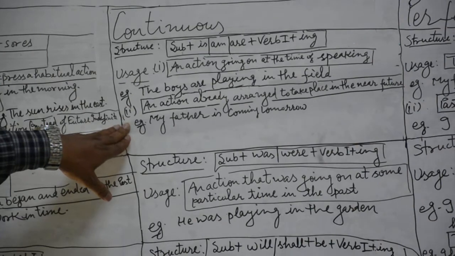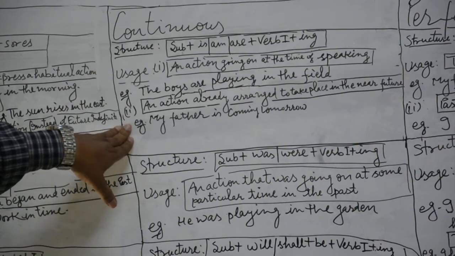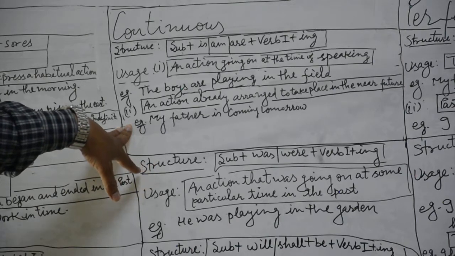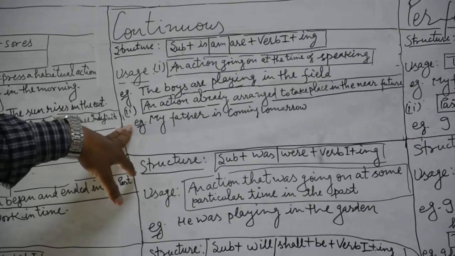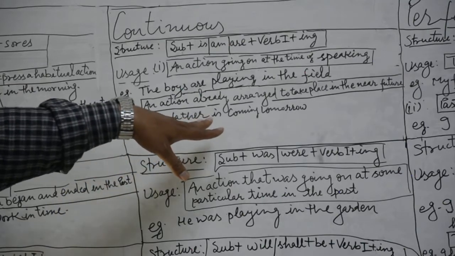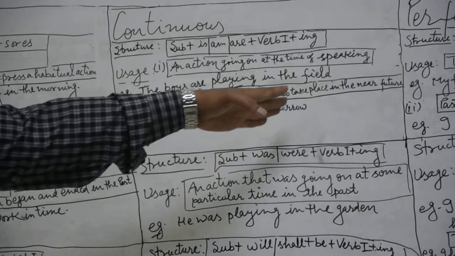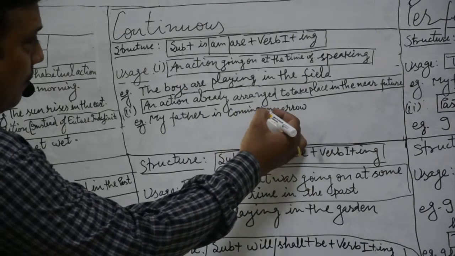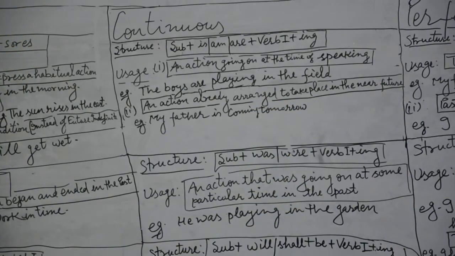And what is the second usage of this tense? An action already arranged to take place in the near future. This tense is also used to indicate an arranged action that is going to take place in the near future. For example, my father is coming tomorrow, and you can say the Prime Minister is coming tomorrow. So it is showing a present continuous activity, present continuous activities showing future time.